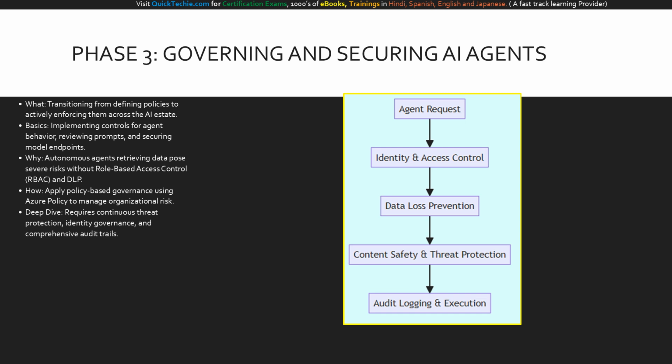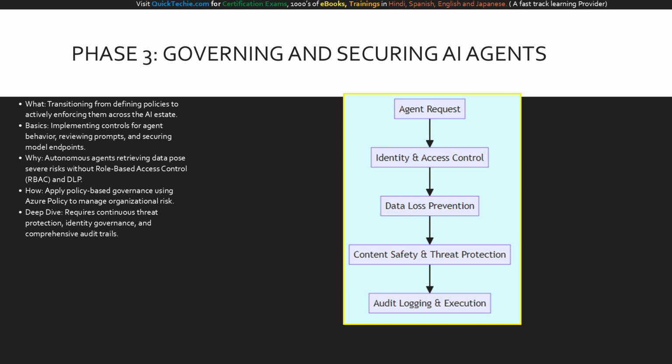A deep dive into this topic reveals the necessity of continuous threat protection and identity governance. Every agent, tool, and pipeline must have a unique managed identity with least privilege access. When you enforce these governance models, you ensure that every AI action remains transparent, auditable, and firmly within the ethical and security boundaries of your enterprise.